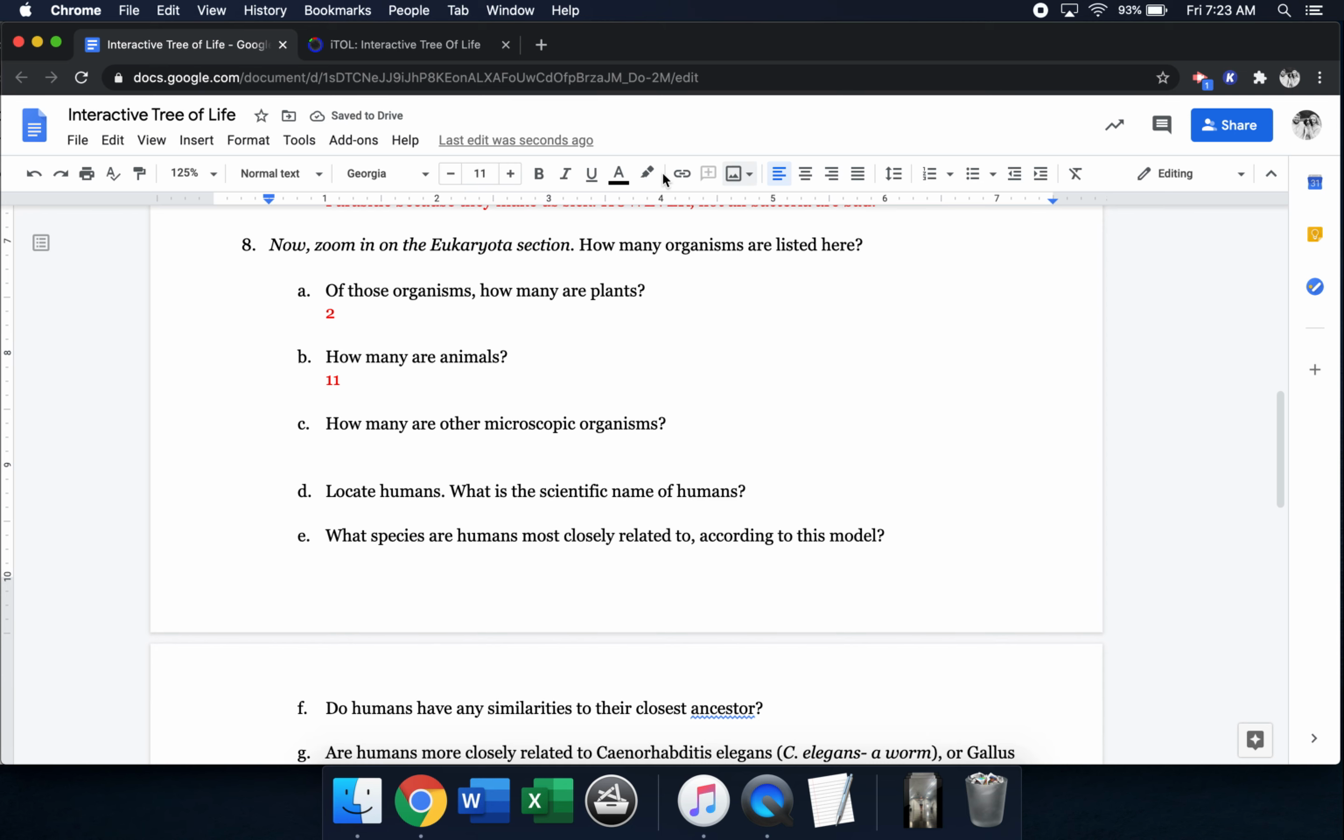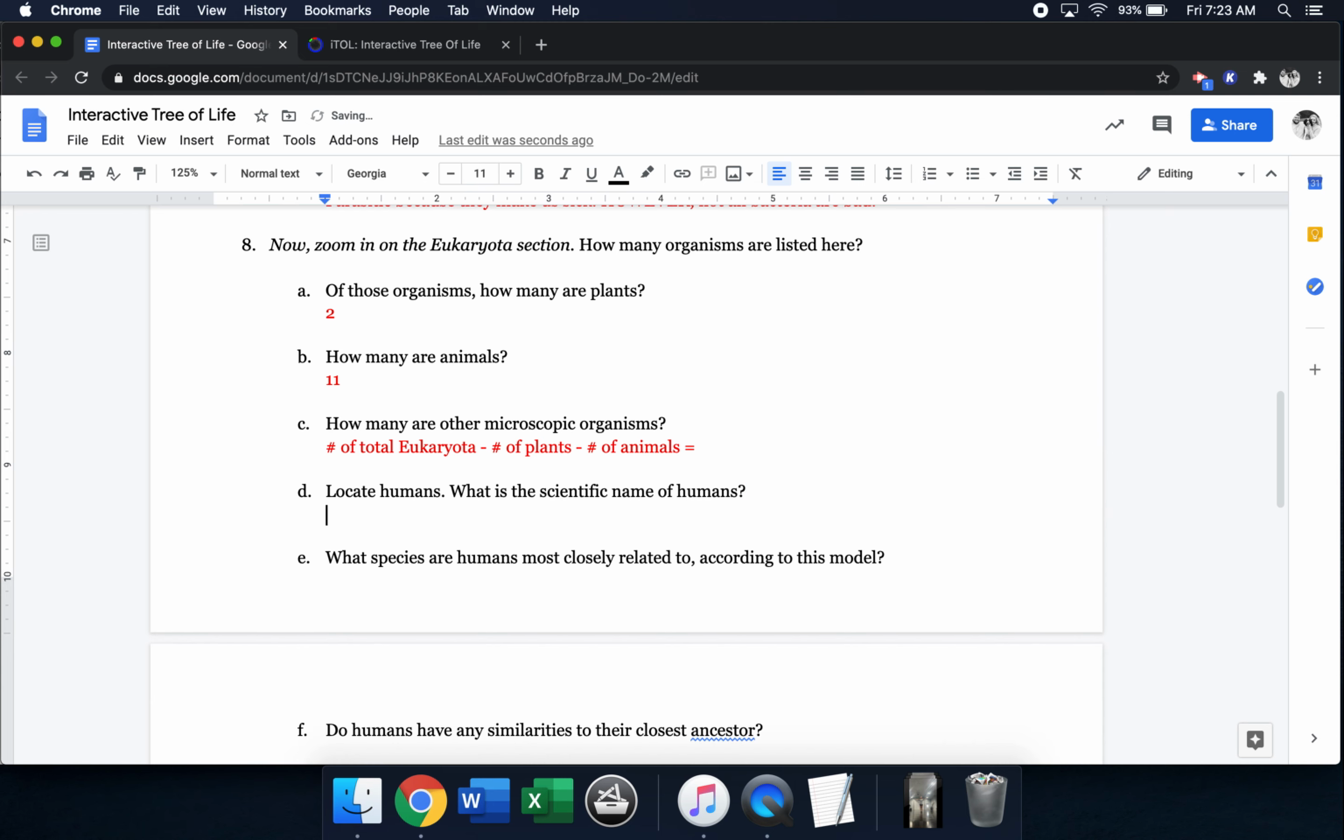So you're going to want to take the number of total eukaryota found in number 8, minus the number of plants, which is 2, minus the number of animals, and that will give you your answer. So this number you found here, minus 13, and that will give you your number of microorganisms. Again, pause this to figure that out.